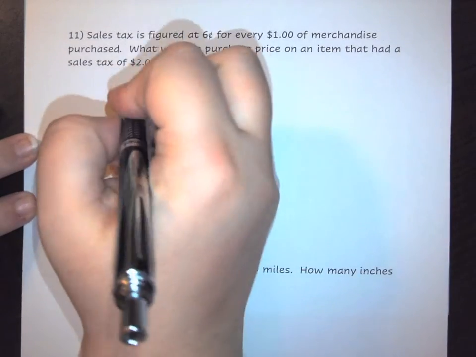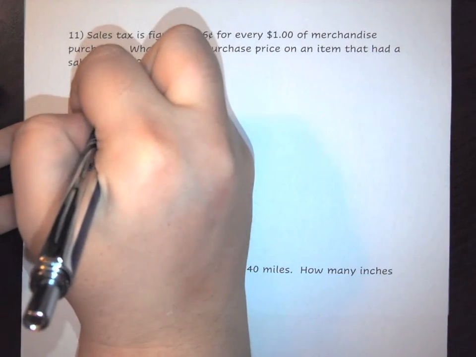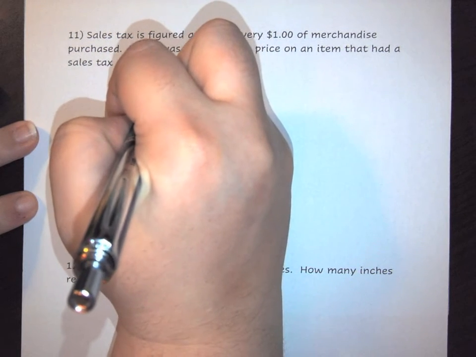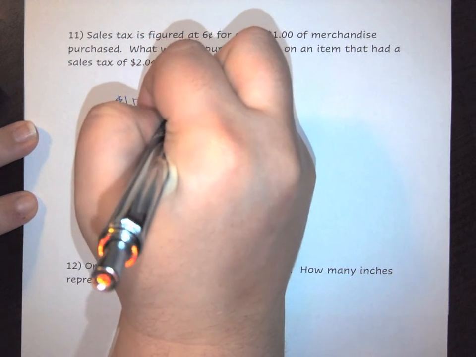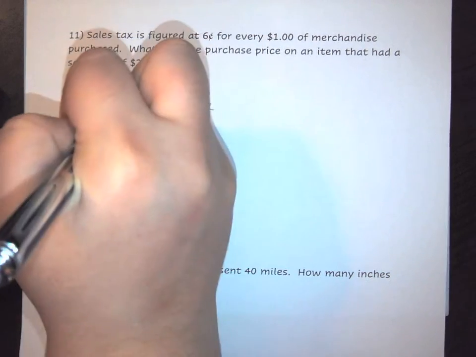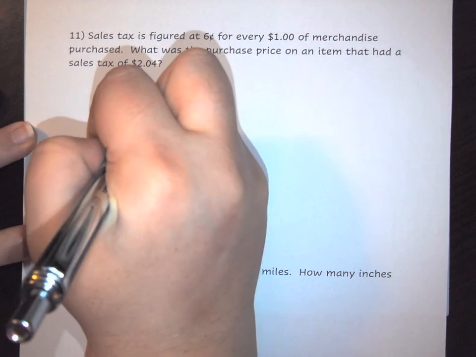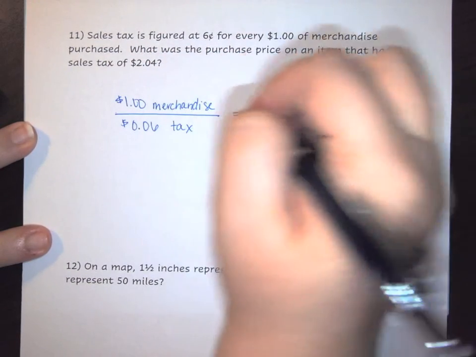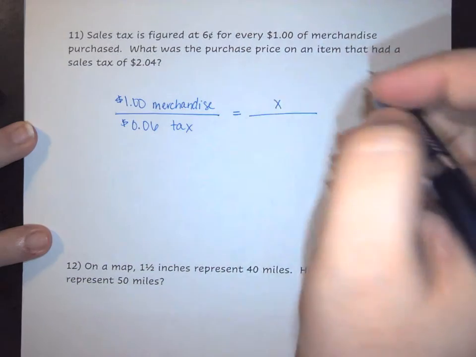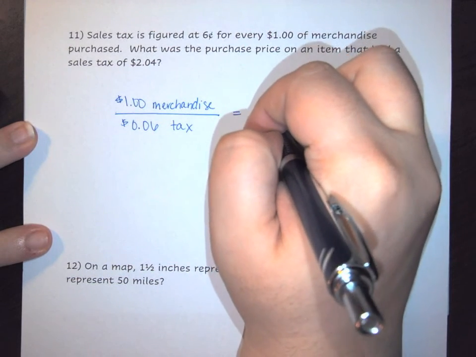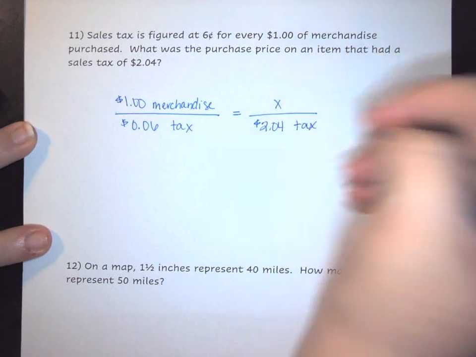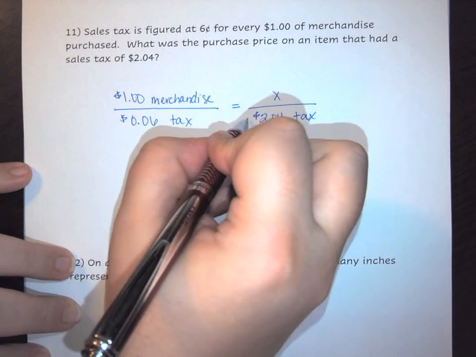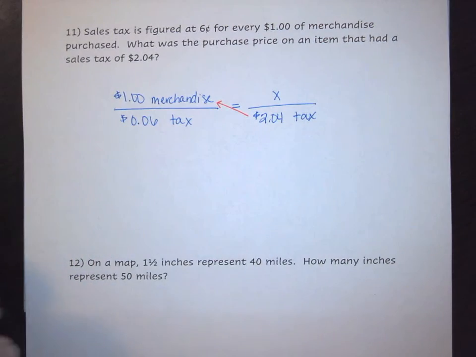So here we are going to have $1 of product or merchandise to $0.06 of tax is equal to some unknown dollar amount to $2.04 of tax. So in this case, again, just like before, I'm simply going to cross product on the one side.